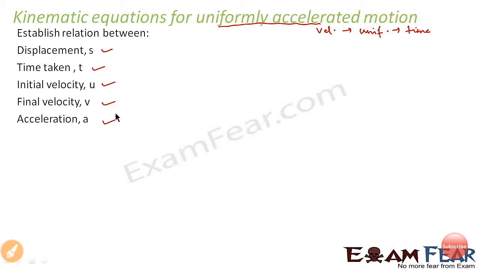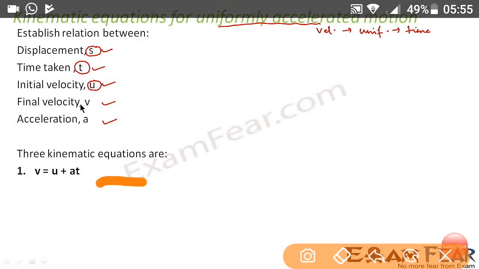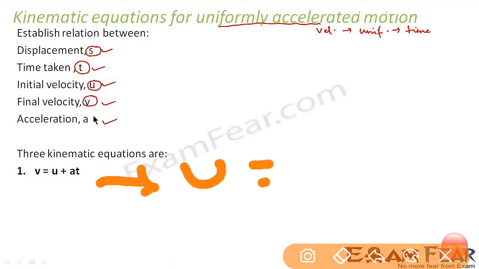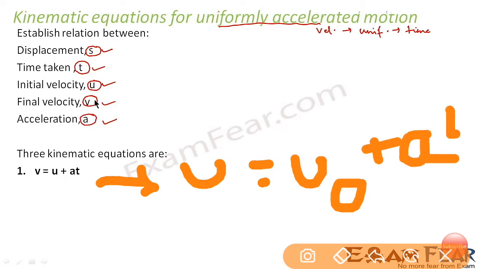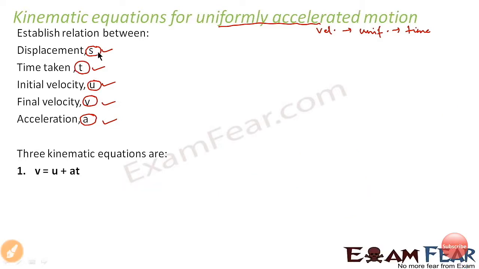So let us see what the three kinematic equations are. Before we start with the equations, make sure that you remember the notation, because it is not possible to write what they stand for everywhere. So just make sure that you know A is acceleration, V is final velocity, U is initial velocity, T is the time taken, and S is the displacement. We will be using these notations hereafter.